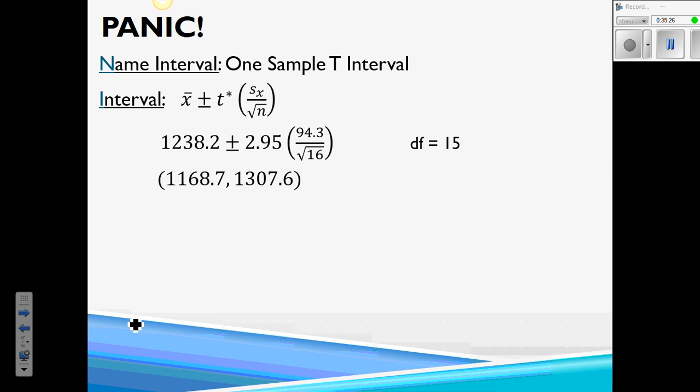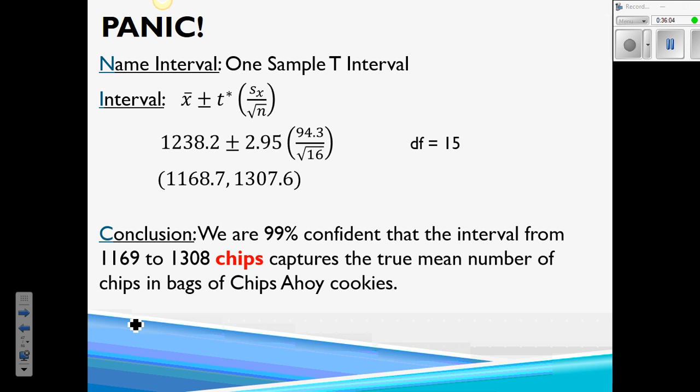So how are we going to finish this one off? Conclusion. Remember, what are we estimating? The true mean number of chocolate chips, right? Do we know what that number is? No, but we're estimating with 99% confidence. So we are 99% confident that the interval from 1168.7 to 1307.6 captures the true mean number of chocolate chips in a bag of Chips Ahoy cookies.